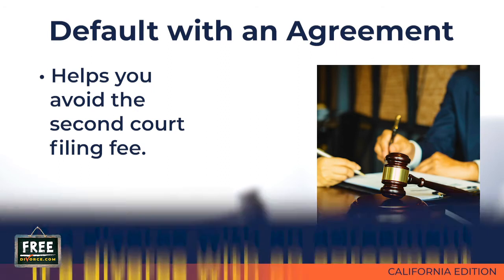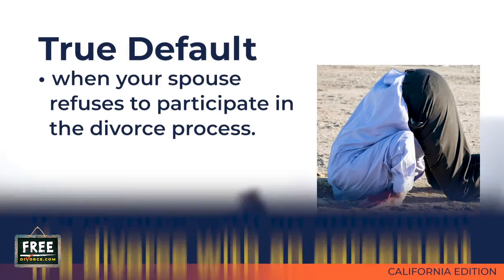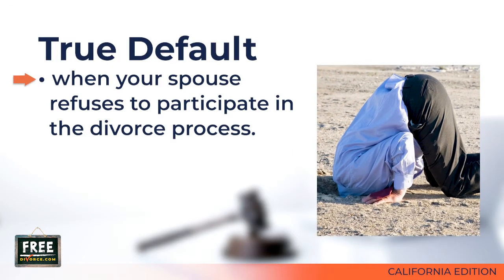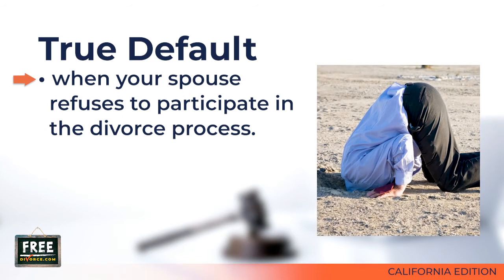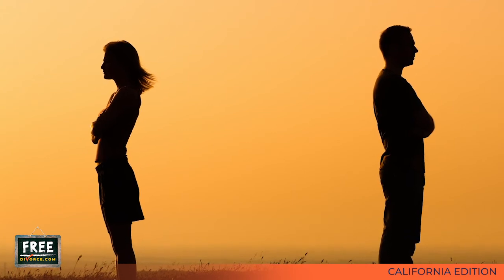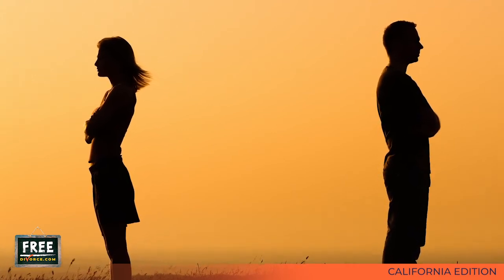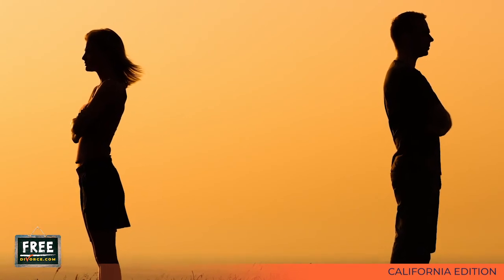If a default with an agreement case is just like an uncontested divorce case, but with an extra step to avoid a filing fee, what is a true default case? A true default divorce is when your spouse refuses to participate in the divorce process. Your spouse won't negotiate with you. After you have served your spouse with your divorce petition and summons, he or she ignores the paperwork and does not file a response with the court.